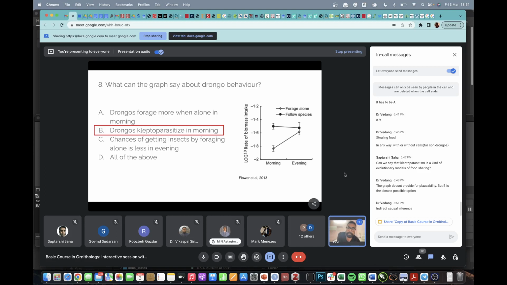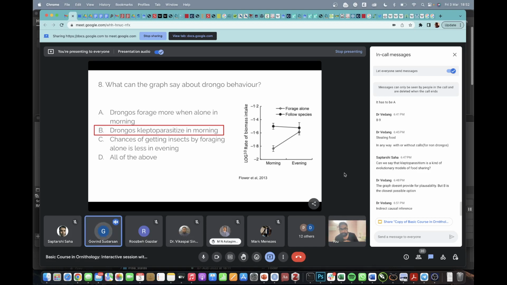So it just says that they can kleptoparasitize more in the morning, and this paper talks about how kleptoparasitism doesn't happen throughout the day. It's more common in the morning, and it's more important for the bird because in the mornings there are fewer insects in the air for it to catch. The behavior of the bird is sallying, it's a sallier. That's why it depends on kleptoparasitism more in the morning than in the evening.